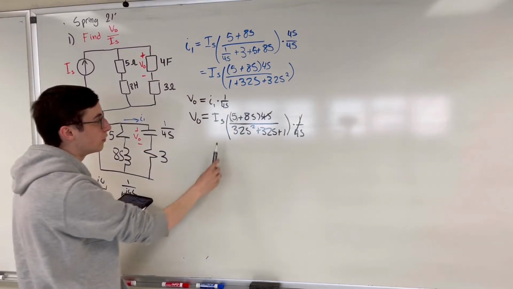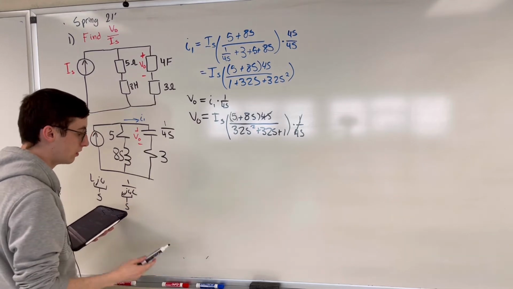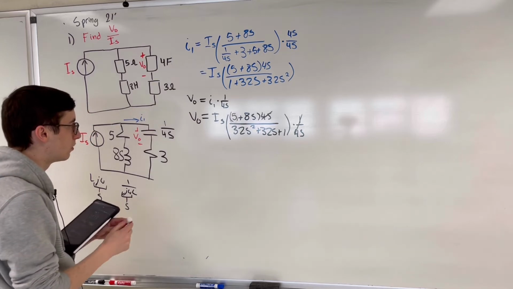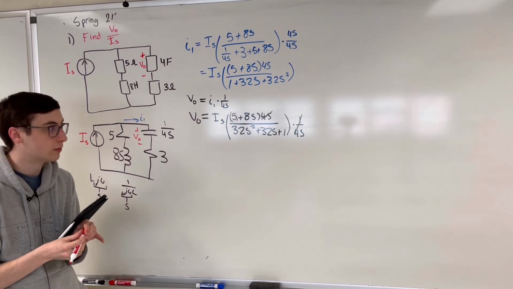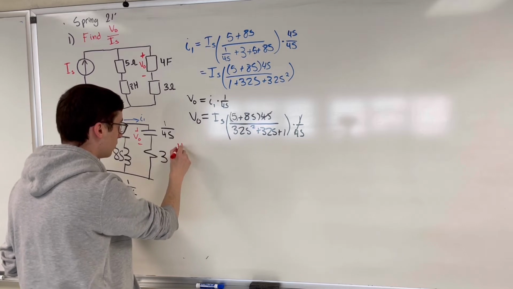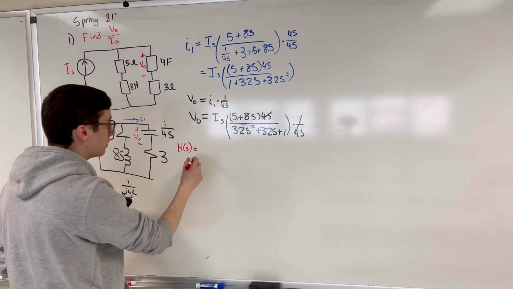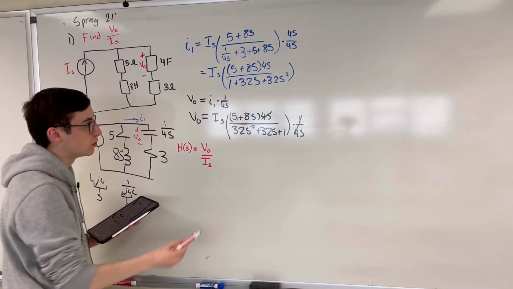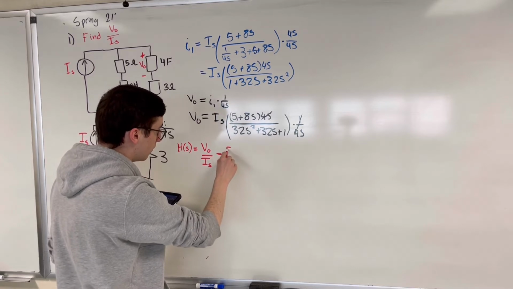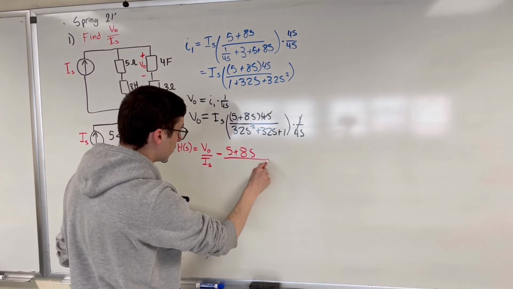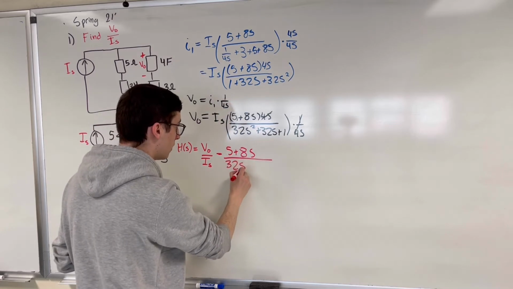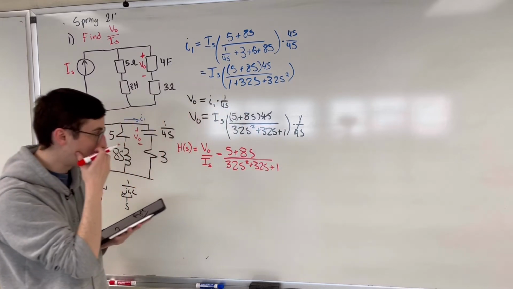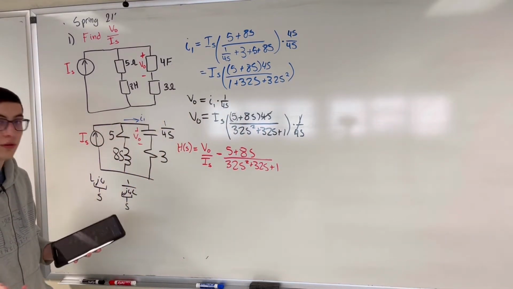And what we also do is divide IS over to this side. So with that in mind, we now have our transfer function. H of s is going to be equal to VO over IS, and that's simply going to be equal to 5 plus 8s all over 32s squared plus 32s plus 1. And boom, there is part A already done.